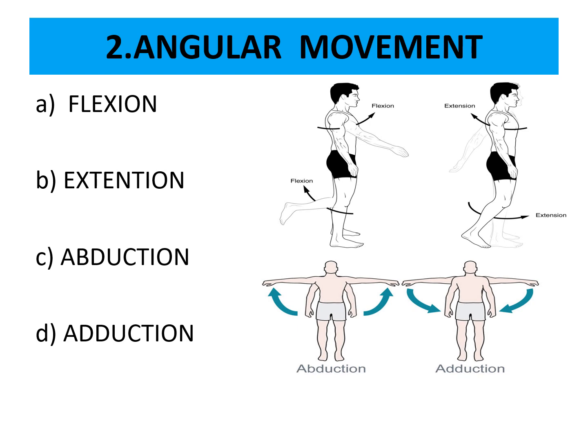Now, the third one is abduction. In this type of movement, we move a part away from the midline. For example, lifting the upper limb horizontally to the side of the body. Okay. Now, the fourth one is adduction. In this, we move a part towards the midline. For example, returning the upper limb from the horizontal position to the side of the body. Okay, children?